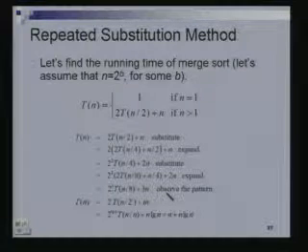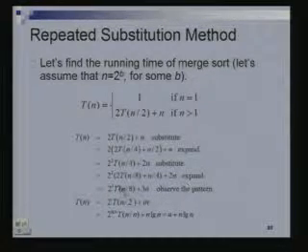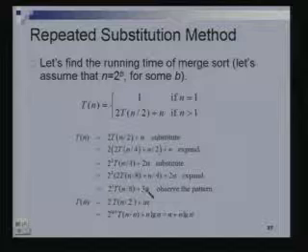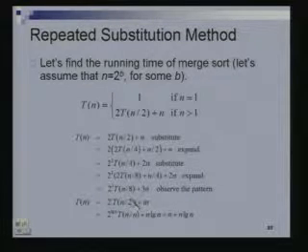And now I have to observe a pattern basically. What is it that is happening? I get 2 square times t of n by 4 plus 2 n, then 8 times t of n by 8 plus 3 n, and so on. So, in general, at any step, after I have done this i times, I get 2 to the i times t of n by 2 to the i plus i times n. That is what the 3, the 2 and the 1 here mean.